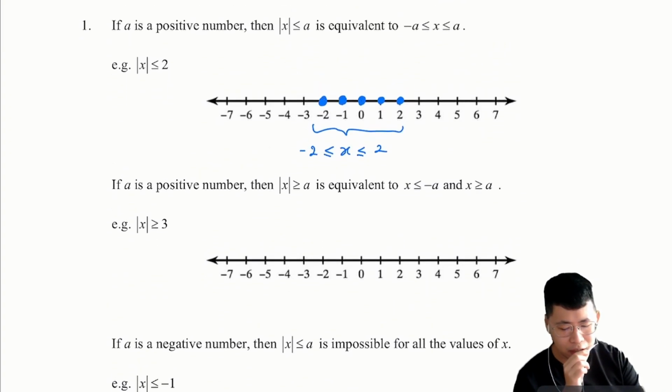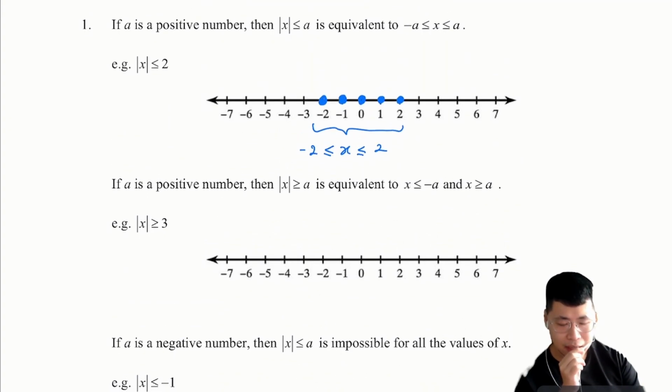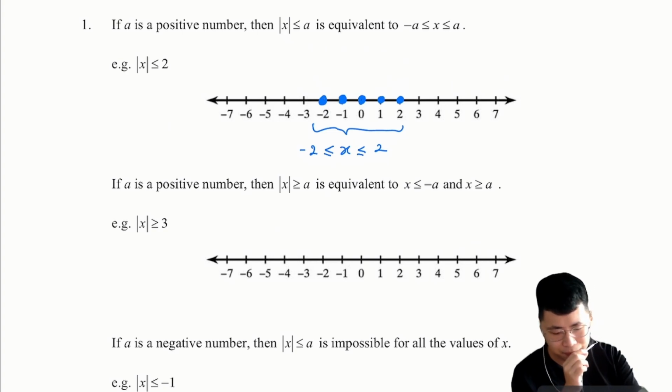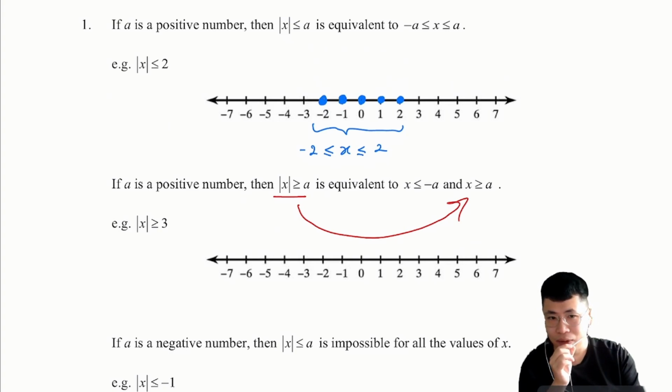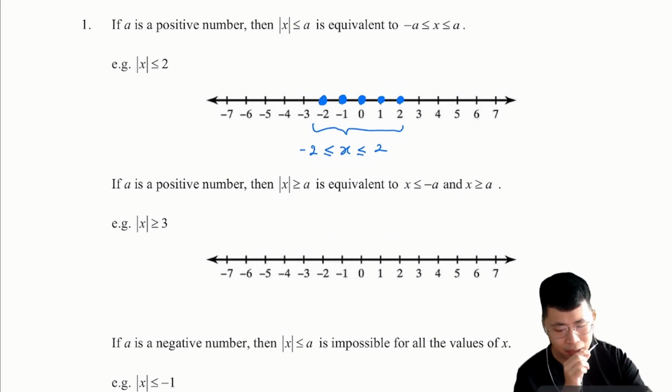Now, moving on, if you look at the next case over here, if modulus x is more than or equal to a, then the result is x is less than or equal to negative a, and x is more than or equal to a. Now, let's take a look at this example. Modulus x more than or equal to 3.